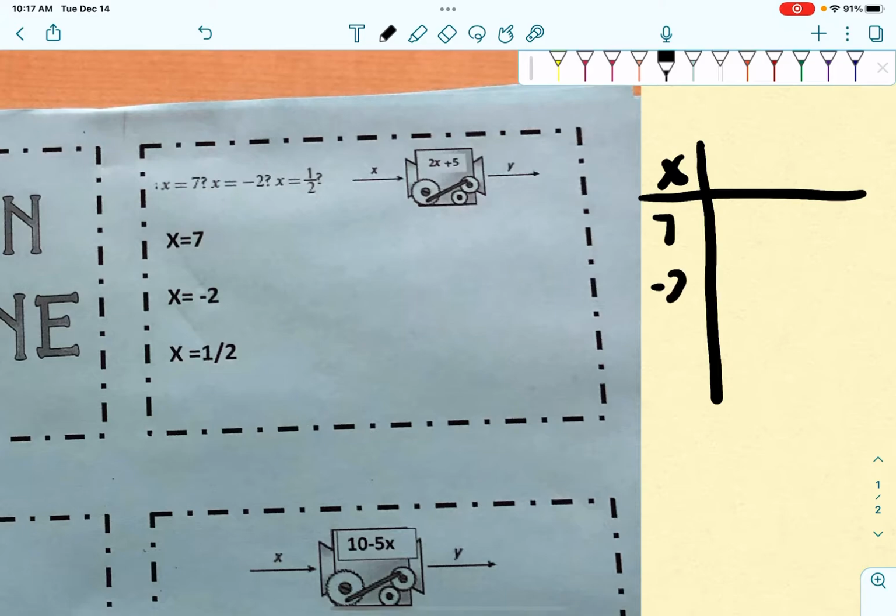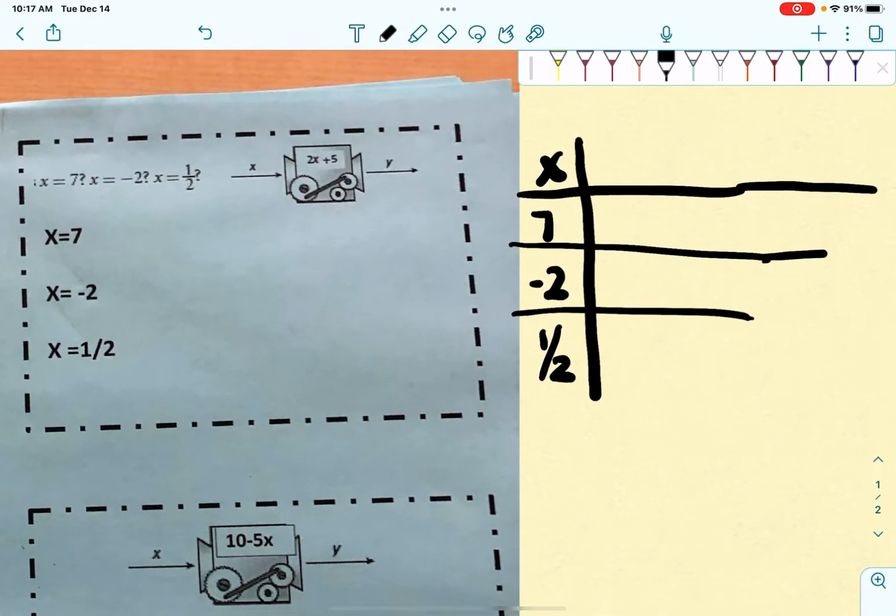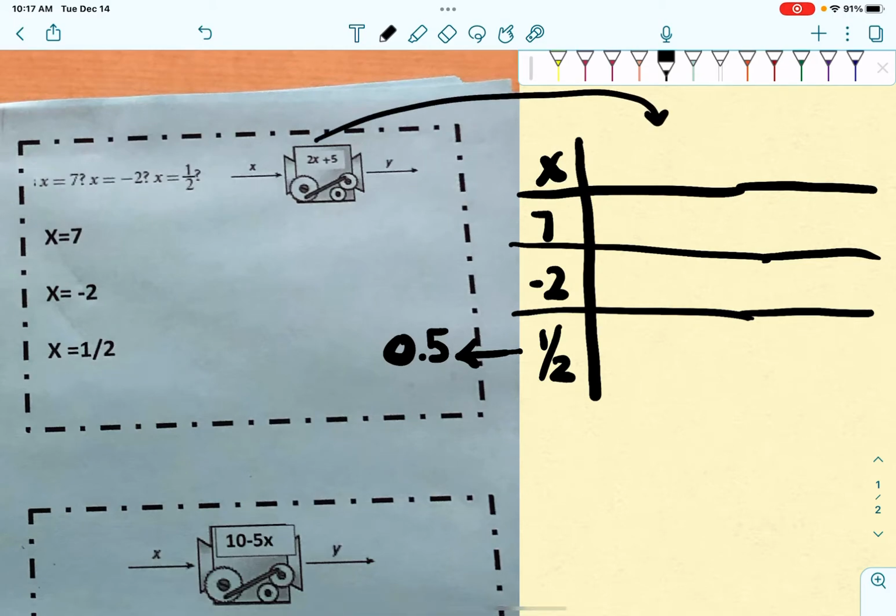So 7, -2, and 1/2. Now, if it were me, since I'm trying to plug these values in, that fraction might not be as helpful as something else. So if you take this fraction and do 1 divided by 2 on your calculator, and then hit Control Enter again, it'll change it to a decimal, which means it would be 0.5. That's probably easier to plug in your calculator. Now this becomes your function. So it's going to be f of x equals 2x plus 5.